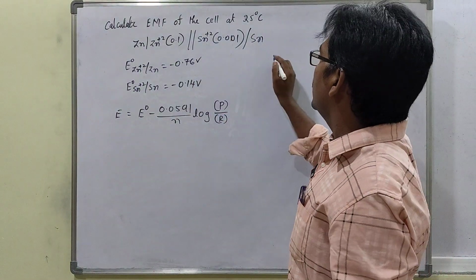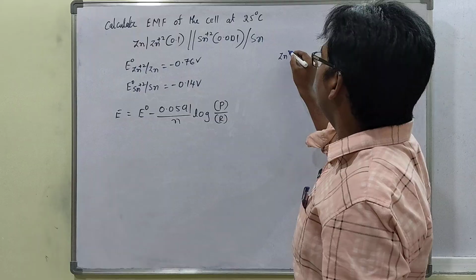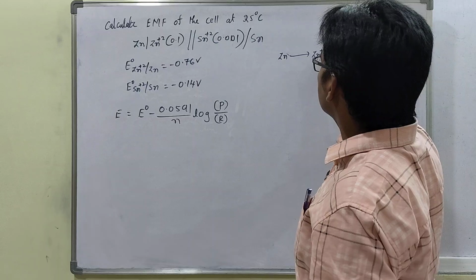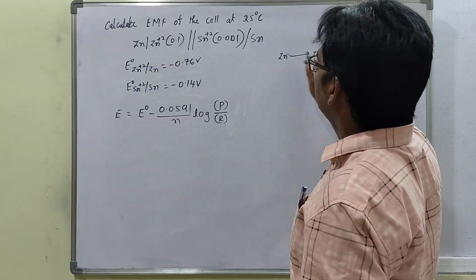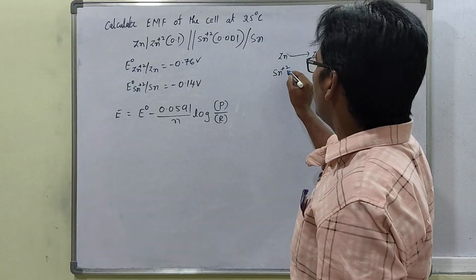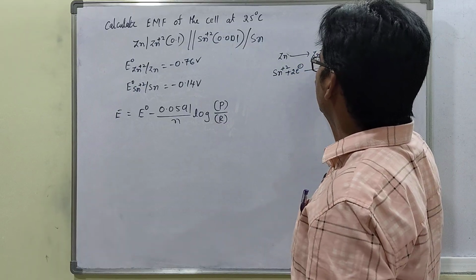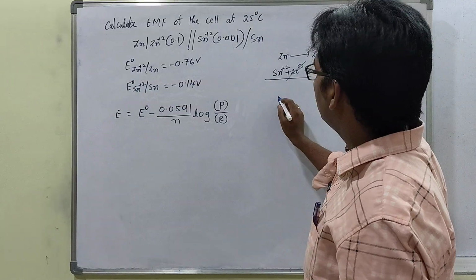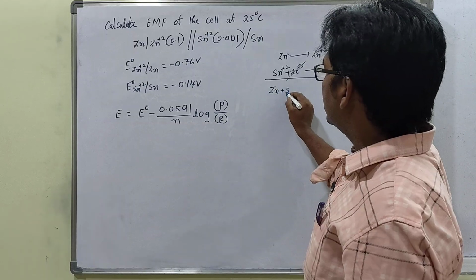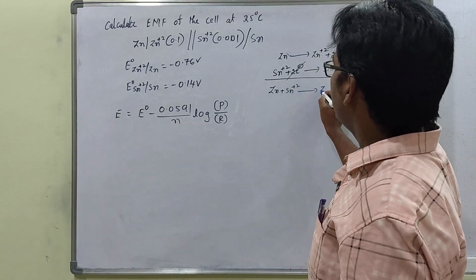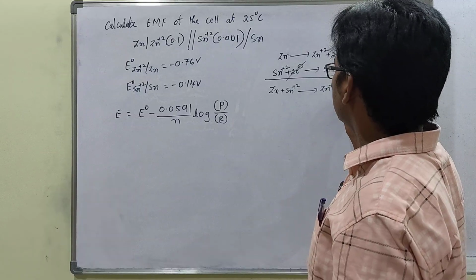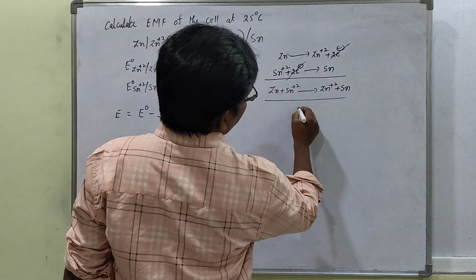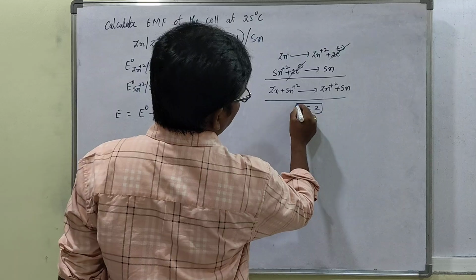First, oxidation. How does oxidation happen? Zn gives rise to Zn2+. How many electrons are lost? 2 electrons are lost. Then Sn2+ plus 2 electrons is converted into Sn. How many electrons are gained? 2 electrons are gained. Both are the same, so they cancel. Then Zn plus Sn2+ gives rise to Zn2+ plus Sn. This is the equation, right? So based on this equation, the number of electrons is 2.